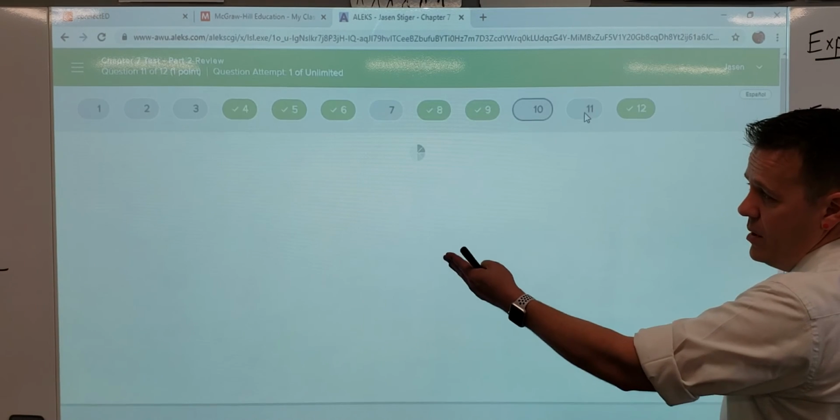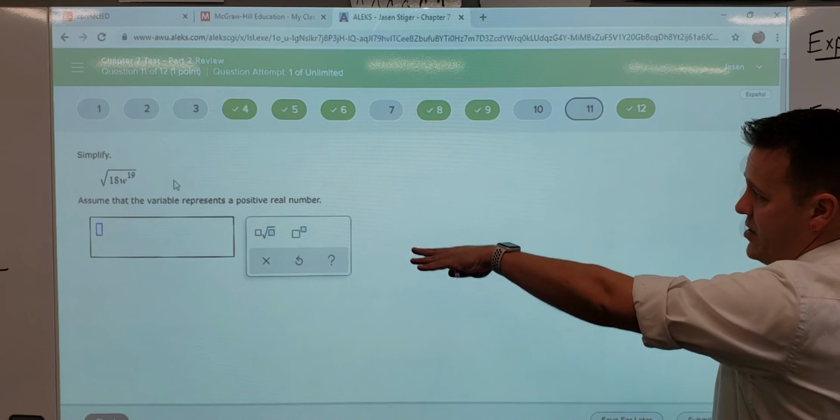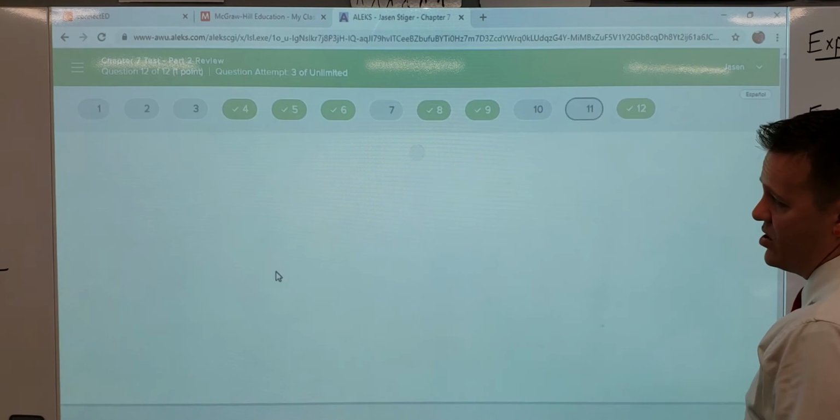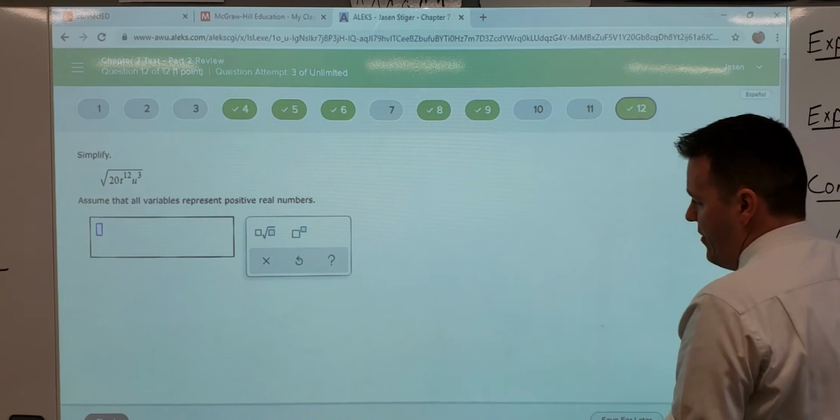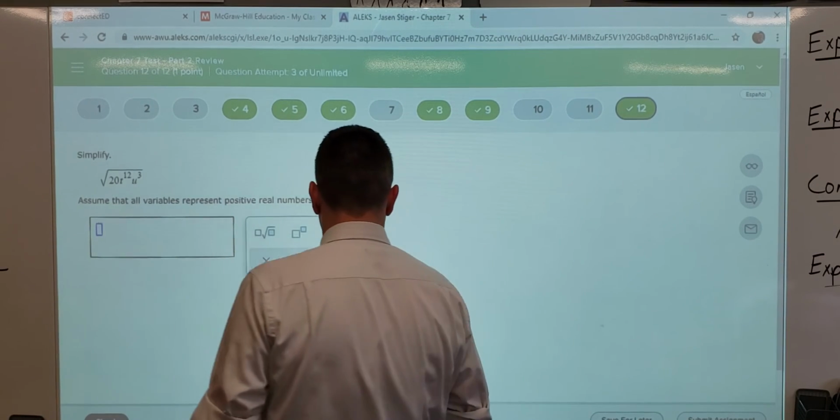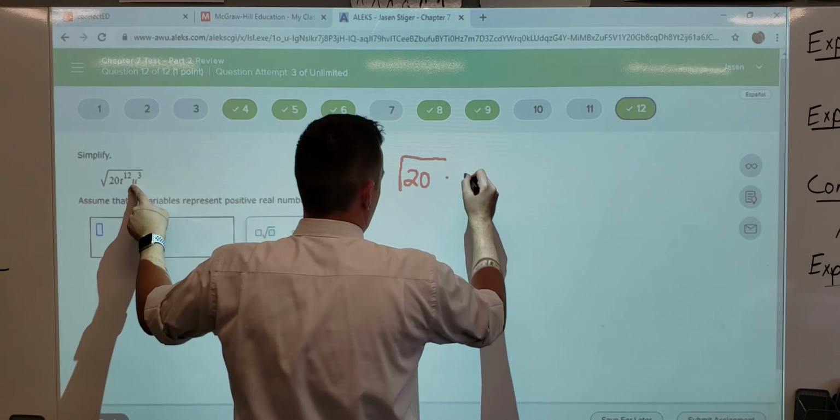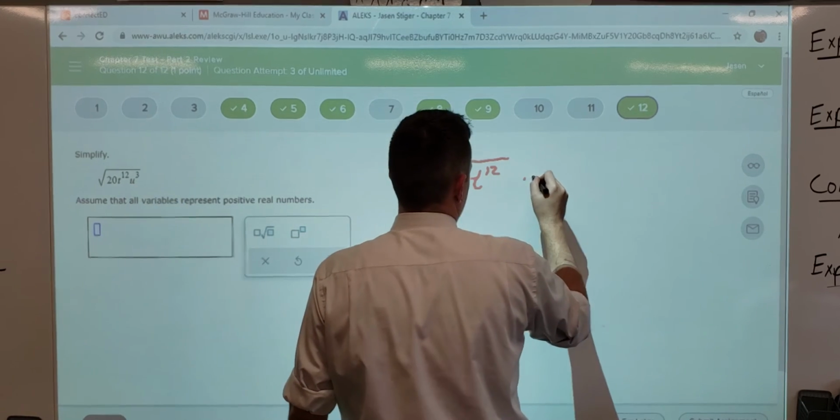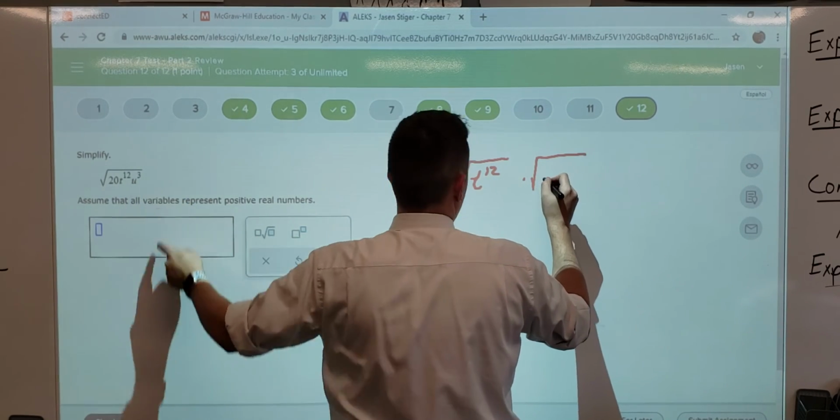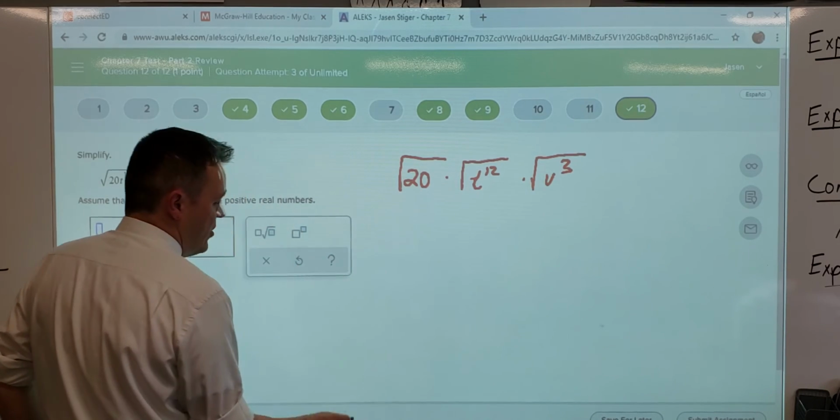11 is simple. It's just the same concept where you would split that and do it. But I want to show you 12 because that's a little harder, and that's got another little example on it. So we have here, same setup. Square root of 20 times the square root of t to the 12, times the square root of u to the 3rd. What I'd want you to do is solve these out individually.